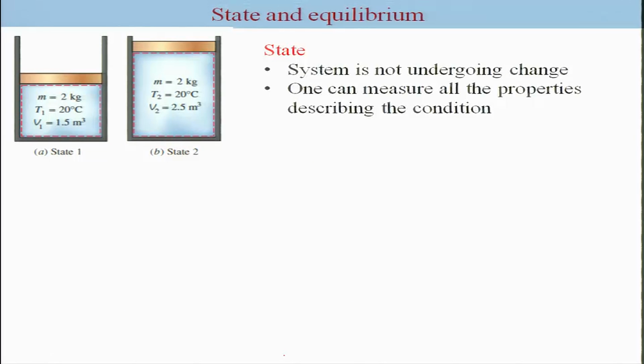So let me now define state and equilibrium. A state is nothing but when the system has arrived at a condition where nothing undergoes any change. And that is what we call a state. So a system is not undergoing any change, and at this condition one can measure all the properties describing the condition.